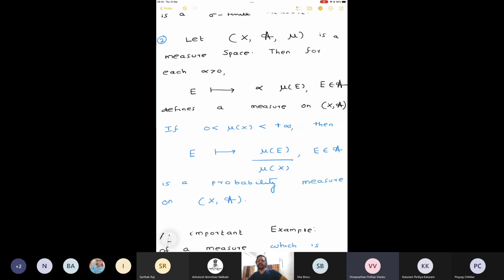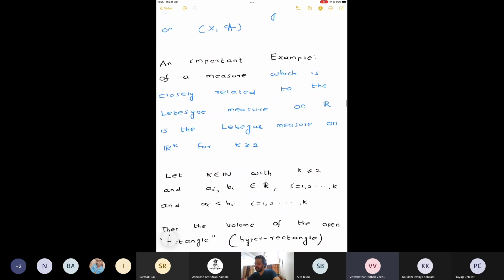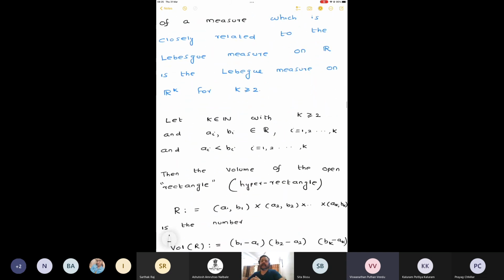So if you have a measure, say mu, you can multiply that measure by a non-zero real number, and again you will get a measure. It's something like a scaling. That's the second thing I have written. I don't have to go through it. That's easy. Now, I have an important example here.